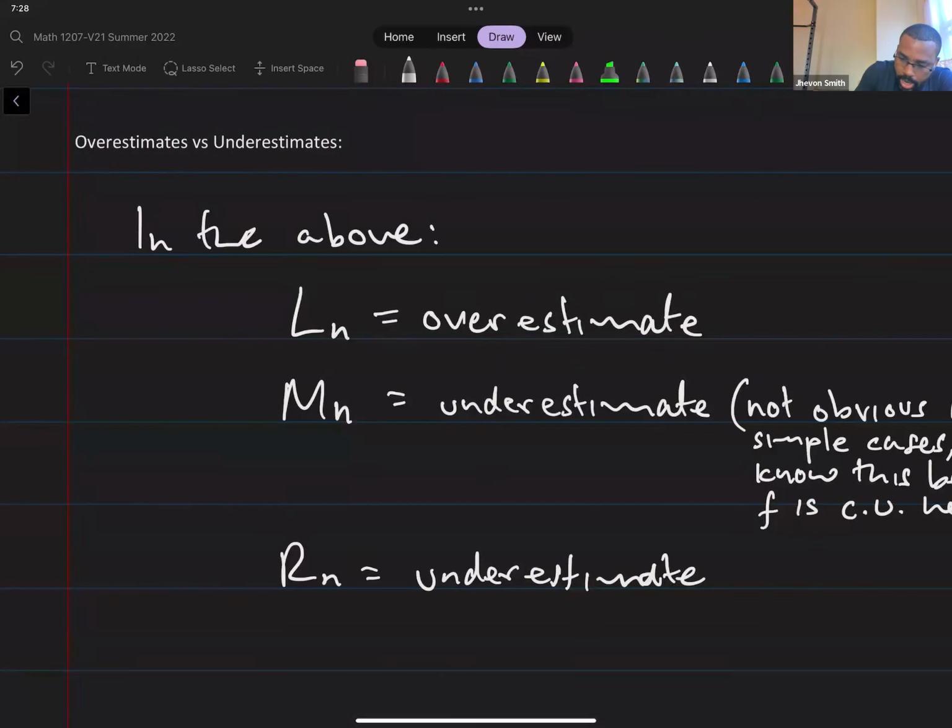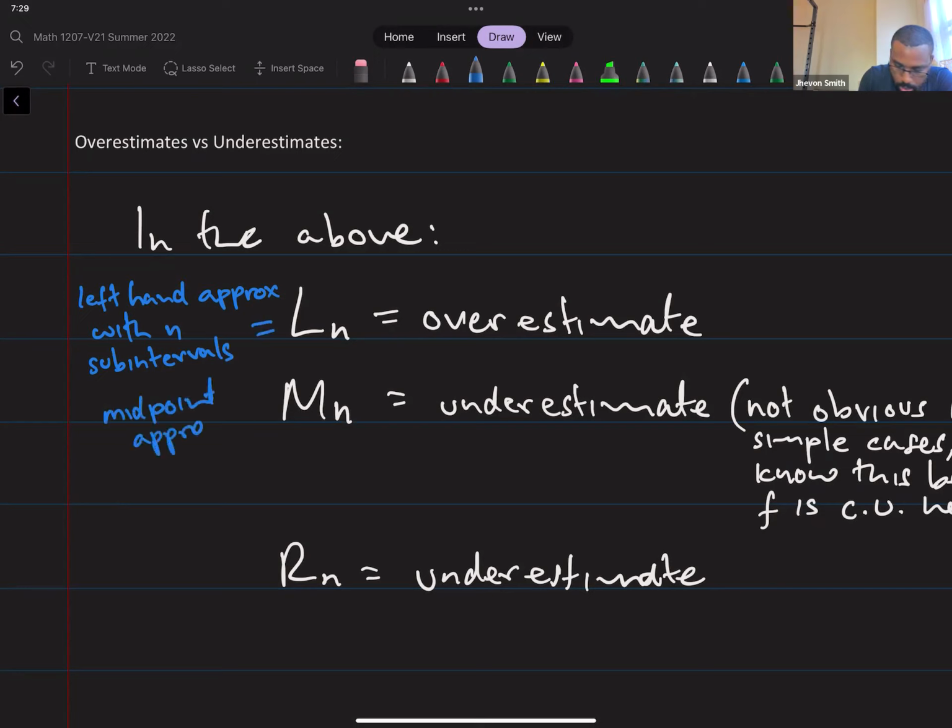With n subintervals. And this was the midpoint approximation. And this was the right-hand approximation. Okay.